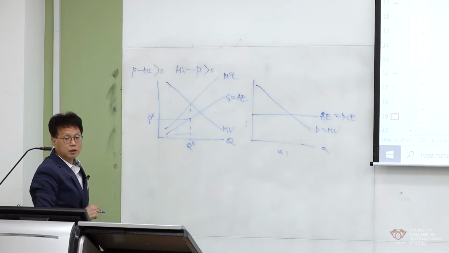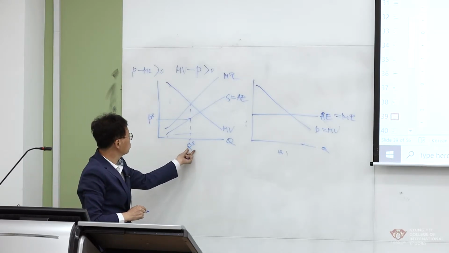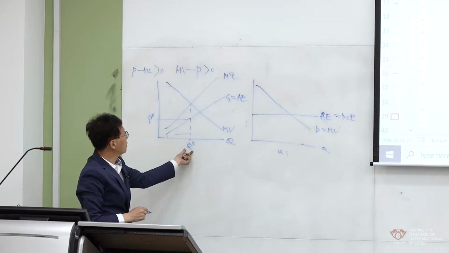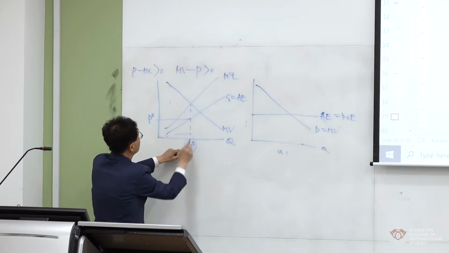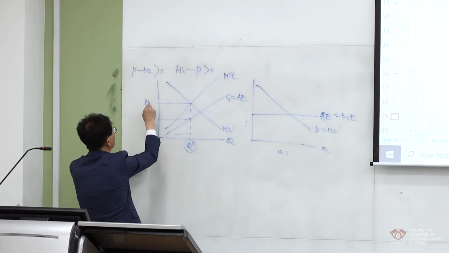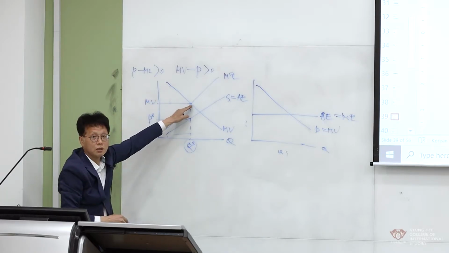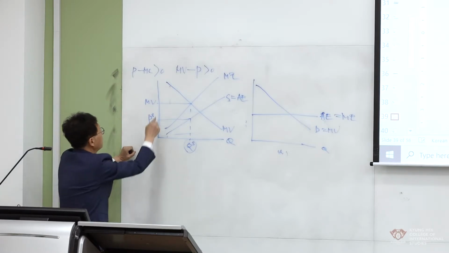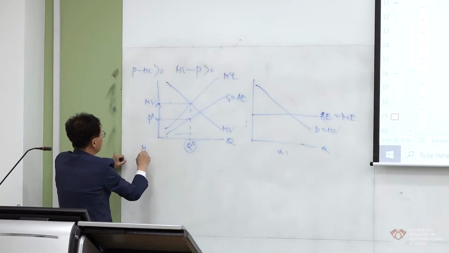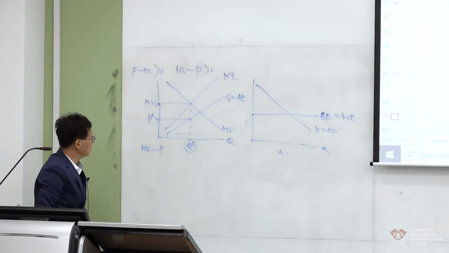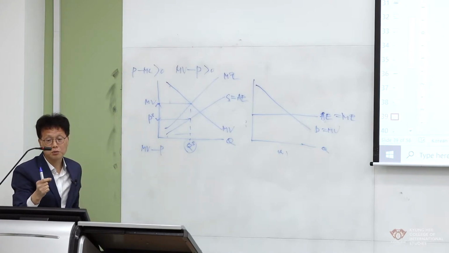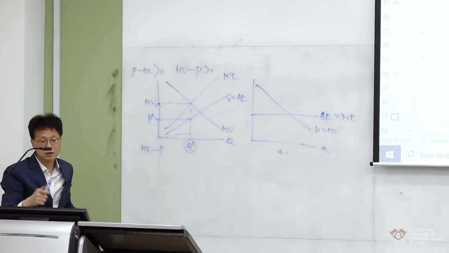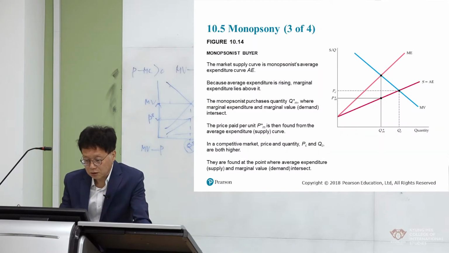When the monopsony purchases QS amount of good, marginal value is this one. But it purchases at a lower price than marginal value. The gap between the two, MB minus price, is an indicator of monopsony power. We already studied this, so look at this again.